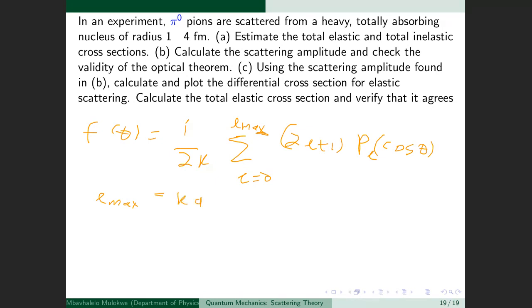L max is probably Ka. I have that A there, but I still need to determine the K. K, I can get it from the energy, but I don't see the energy. Let me just try and see where I did this. Just give me a second.